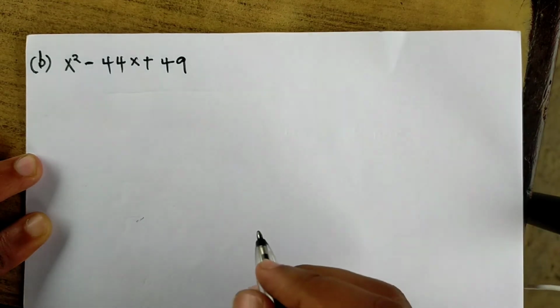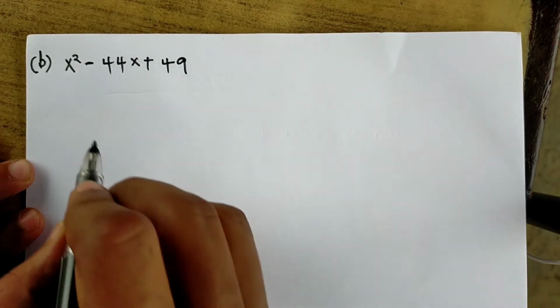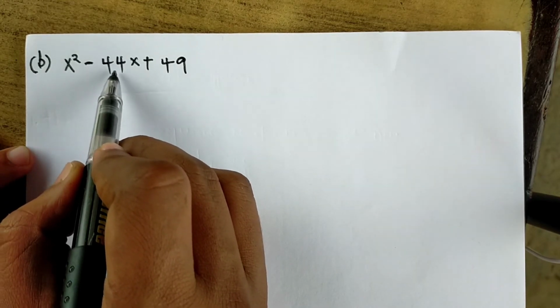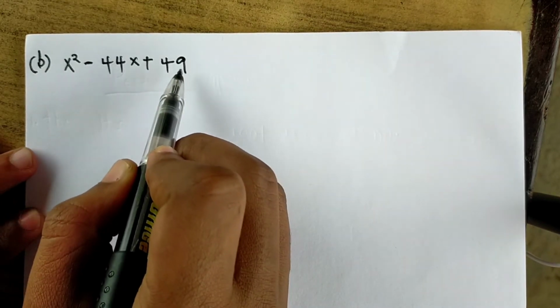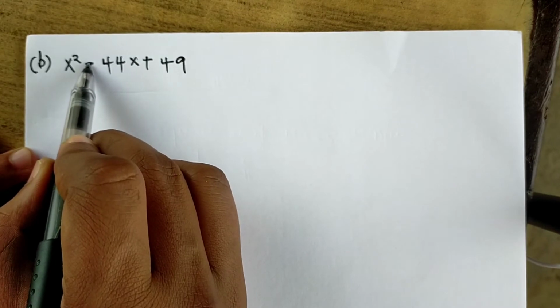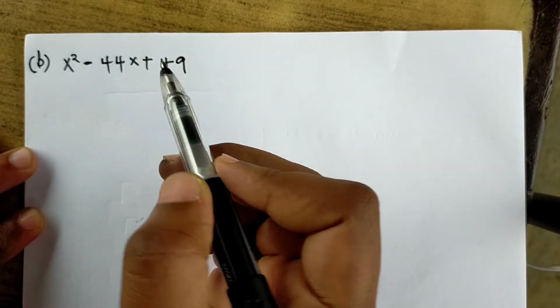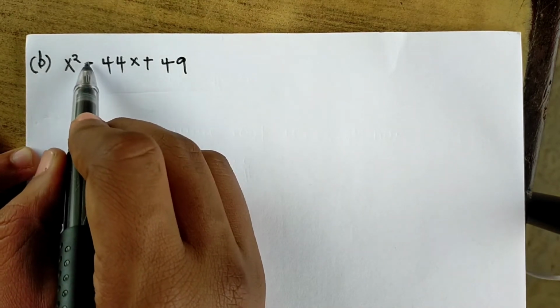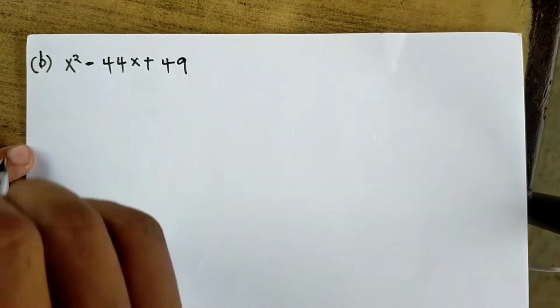Okay, let's go to the second example. Our second example is x square minus 14x plus 49. I take a number with a negative. The other one was positive; there b is positive, and in this one b is negative.